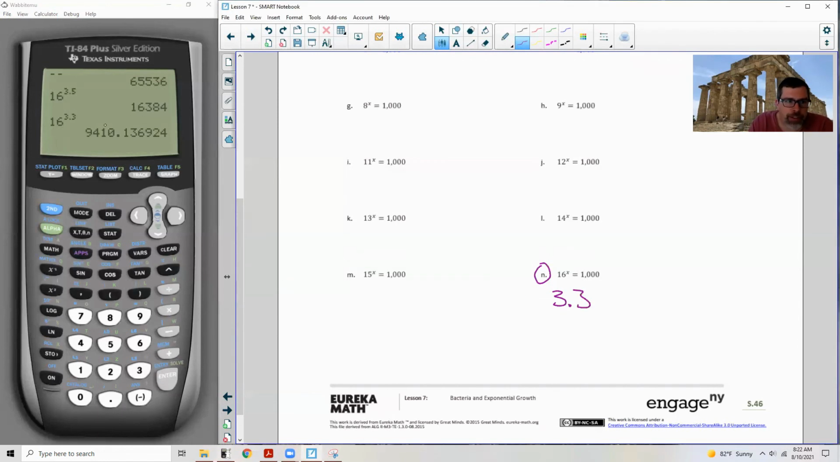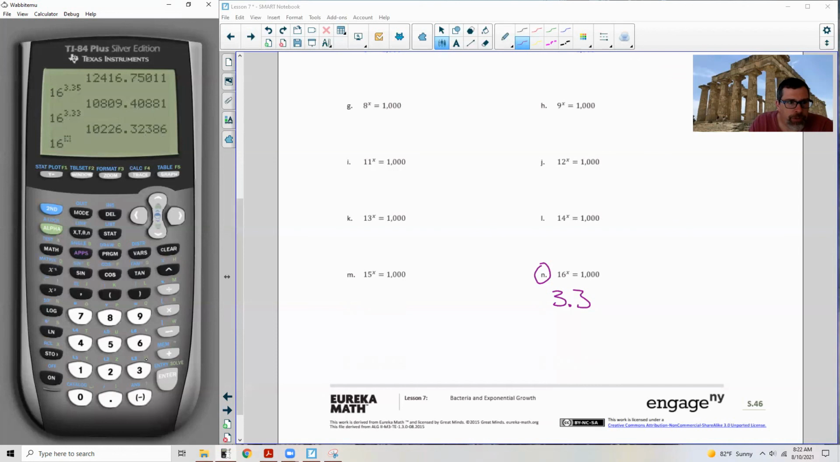I'm pretty certain that 3.4 is going to go over. 16 to the power of 3.4 is too big. It's more than 10,000. So I'm at 3.3 something. 16 to the power of 3.3. I'm going to go up to the 5. I'm going to cut it in half. That's over 10,000. 16 to the power of 3.33. Enter. That's still too big.